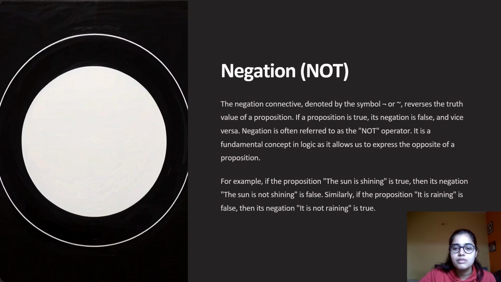For example, if the proposition the sun is shining is true, then its negation, the sun is not shining, is false. Similarly, if the proposition it is raining is false, then the negation, it is not raining, is true. So it is basically an opposite operator.